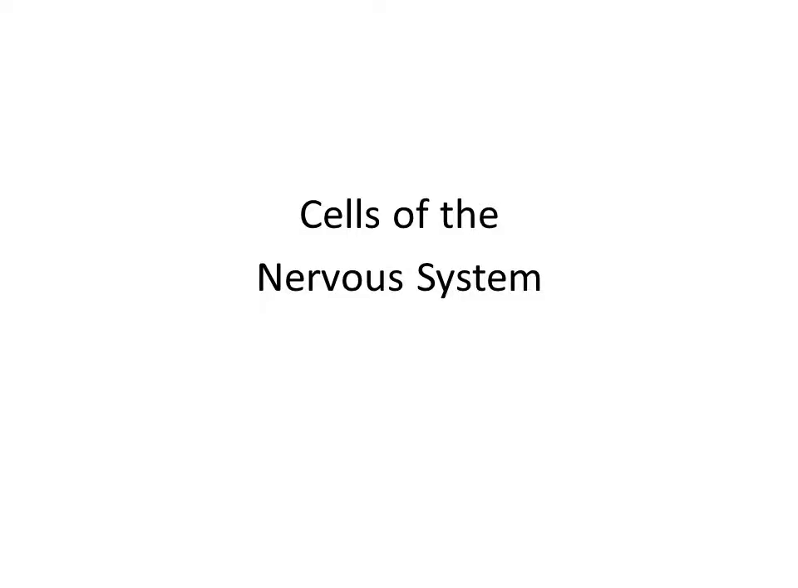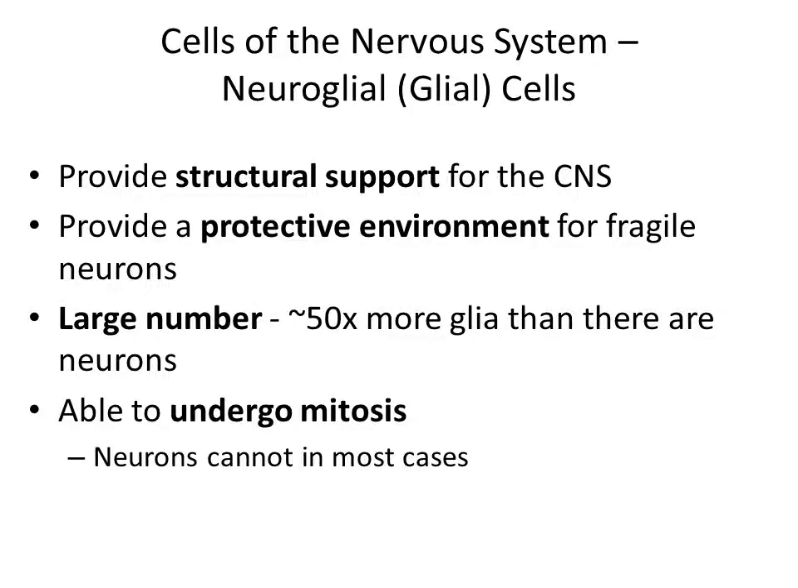Welcome to the next lecture on the cells of the nervous system. We're going to start by talking about the cells that nobody really talks much about or thinks about when it comes to the nervous system. Yet they're the most numerous cells within the nervous system, and without them, we would not be able to have our nervous system survive. And these are the neuroglial or glial cells.